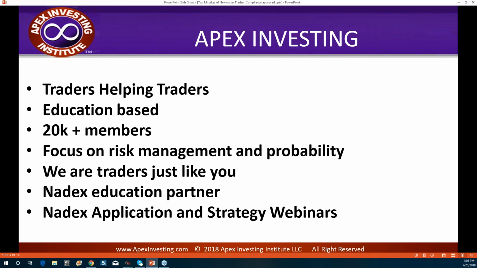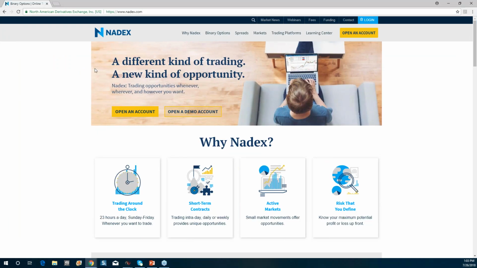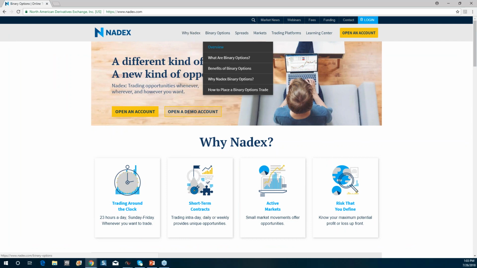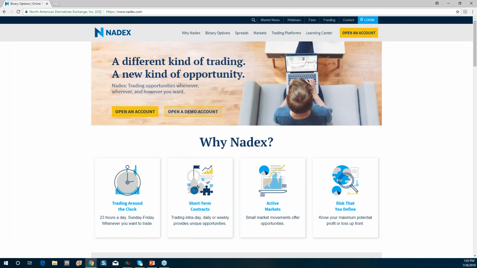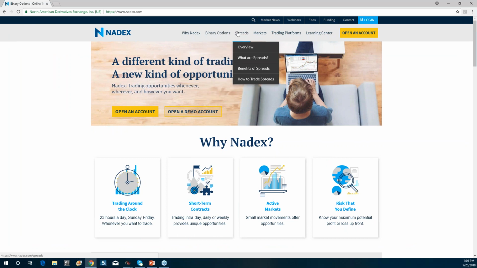As always, if you're brand new to Nadex, make sure to hop on over to nadex.com. You can go through these tabs up here. Nadex basically offers two different types of products: binary options and spread options. You can go through these two tabs here and get a good overview and information on what those products are and how they work. Go up here to market news and get some good ideas about what's going on with the market and some things to look out for, which might help you put together some potential trading plans.